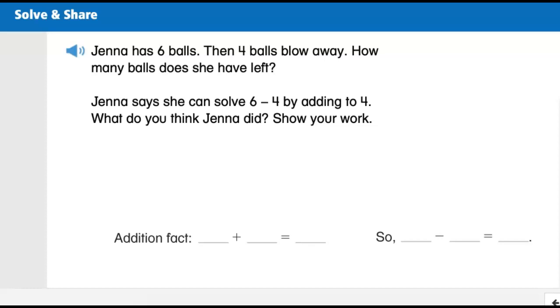Today we are working on topic 2, lesson 7, and our learning intention is: I can use addition facts I know to help me solve subtraction problems.